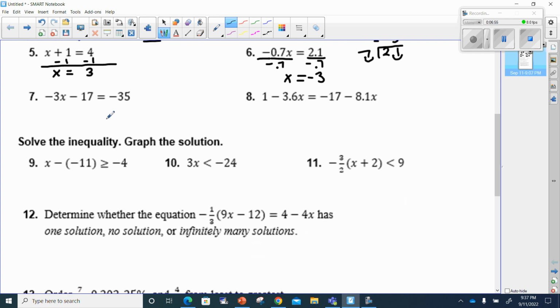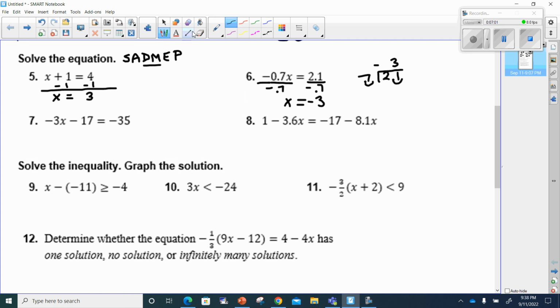Number 7, we got a two-step equation this time. This is going to require 2 steps of SABMEP. The first one, and again, we can't do PEMDAS forward. I can't combine these, right? So I have to do the 2 steps. My first step will be addition and subtraction. I see a negative 17, so I'm going to add 17. Whatever I add to one side, I add to the other side.